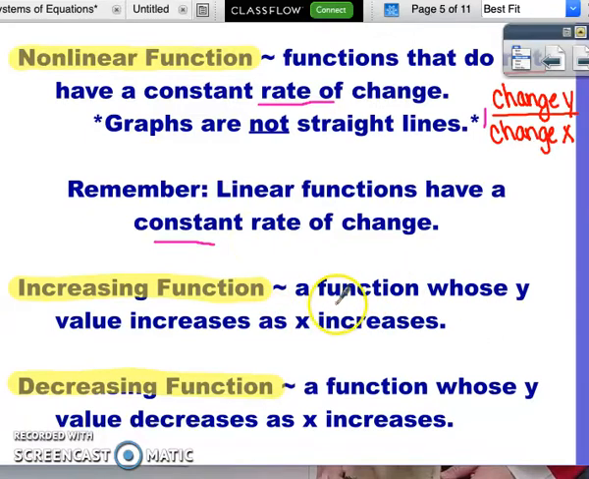An increasing function is a function whose y and x are both increasing. Both the x and the y are increasing. A decreasing function would be one where one is going up and one is going down, or the y value decreases and the x increases. So we're going to do a few examples.